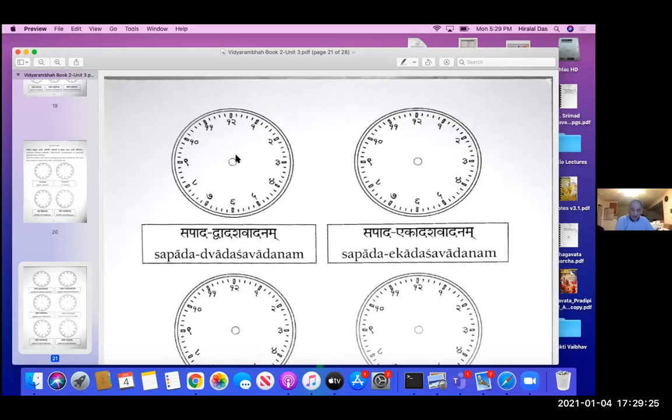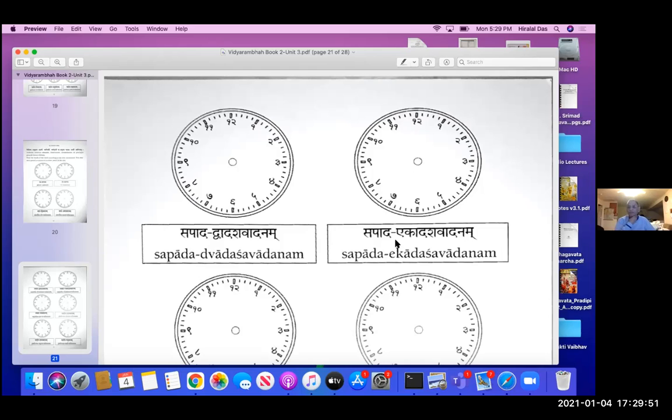Then it will be 12:15. So first of all, Sapad Dvadasavadanam is 12:15, right? Knowing that, the long hand will go to 3, and the short hand would be just past 12, somewhere here. That is called Sapad Dvadasavadanam. Okay, next person, Sapad Ekadasavadanam.